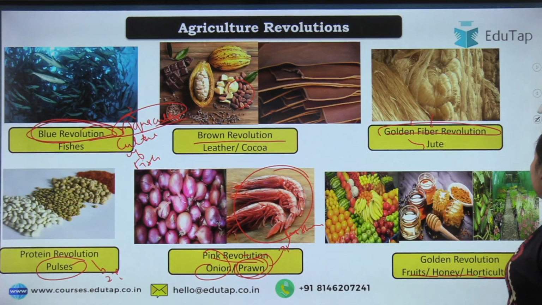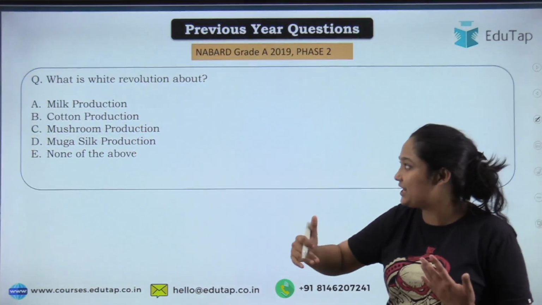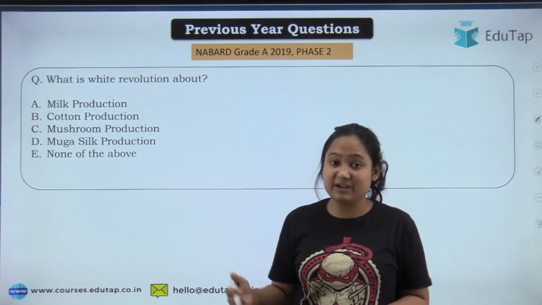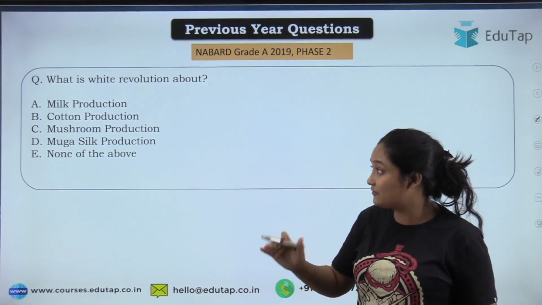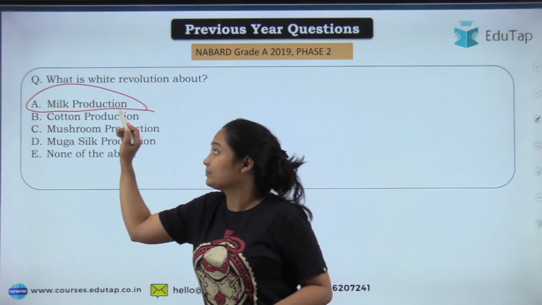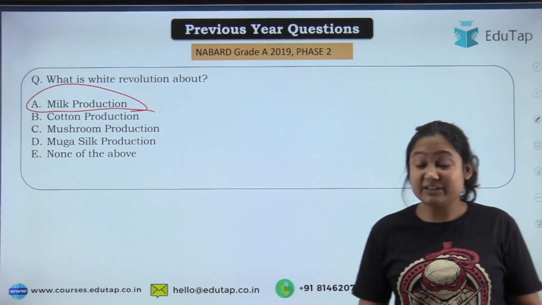Okay, now we will try to give the answer. The white revolution, as we have studied, is also called Operation Flood, and it deals with milk production. So I hope everything is clear to you.